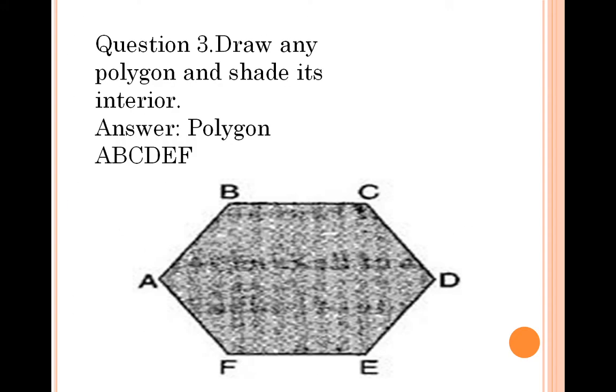Now question 3. Draw any polygon and shade its interior. Okay, I draw here a polygon. Polygons, that means quadrilaterals having more sides and more angles. Many sides and many angles. So this is one of the polygons, and I shade this interior part. And how can I write the name of this polygon? Polygon A, B, C, D, E, F. Is it easy? Yes, it is very easy and you can solve it very quickly.